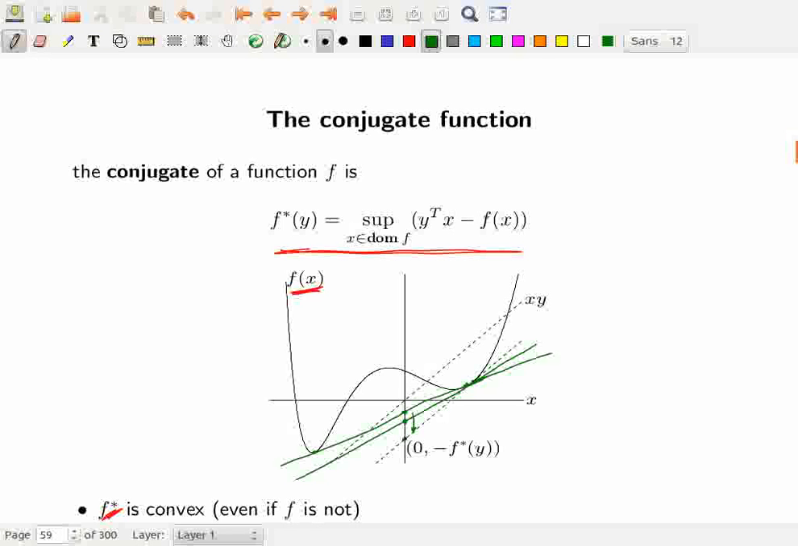If we have the conjugate of f, it is not the same as f. It creates some function like this one, and the conjugate of some function is not equal to the same function.